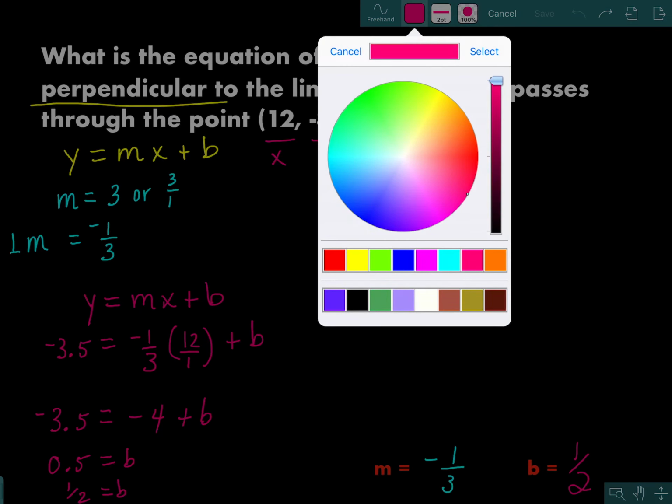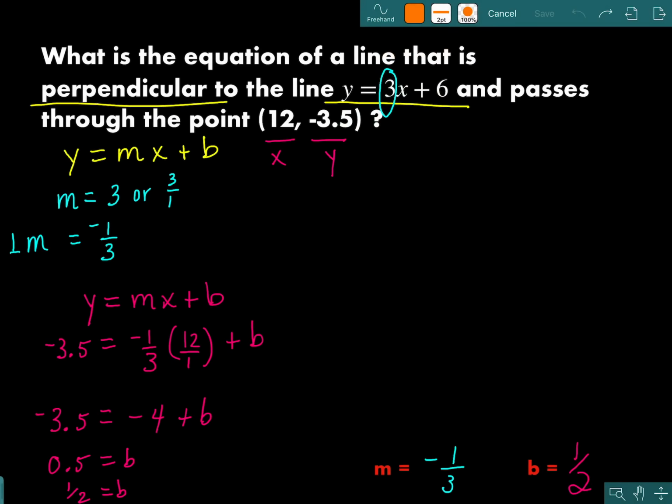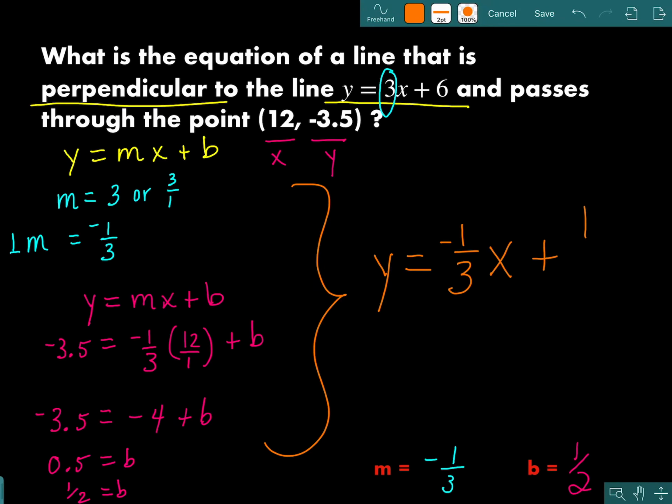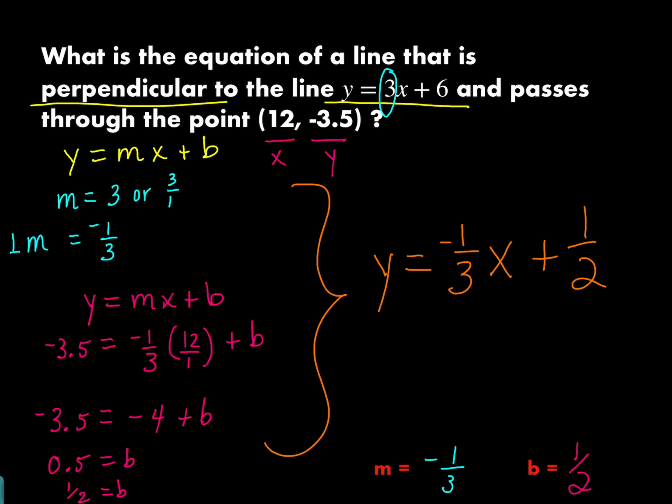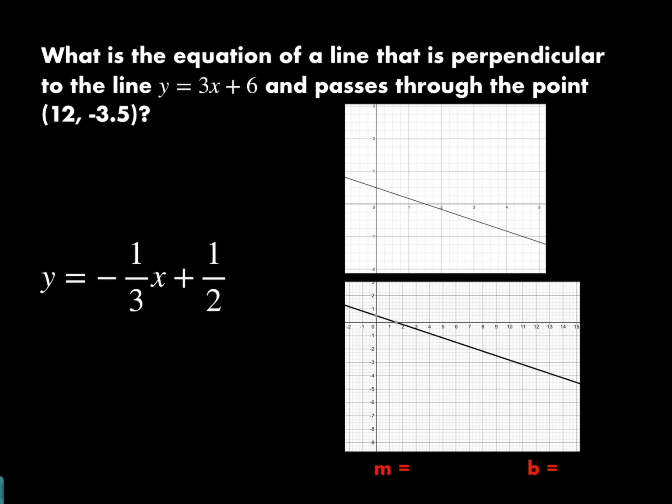Now that we have the slope and the y-intercept, we can write the equation of our line: y equals m, -1 over 3, x plus b, 1/2. And to see what it looks like, we'll scroll forward. Notice that we'll have a slope of -1/3, down 1 and over 3, and it will cross the y-axis at 1/2. There are two pictures provided so that you can see a little more clearly what's happening when you count down.